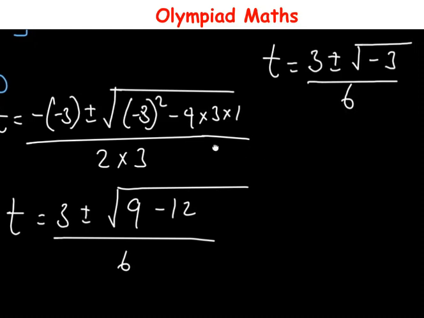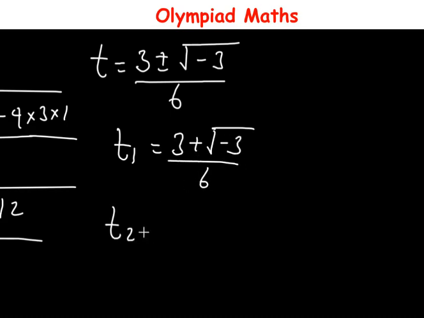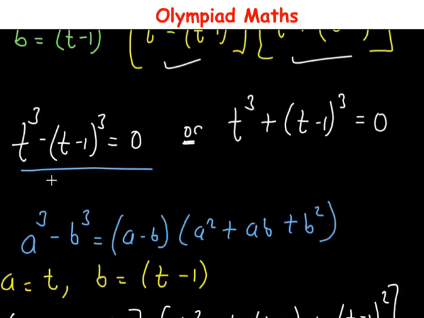Such that with this, we have gotten the value of t1, which equals 3 plus root minus 3 over 6, and the value of t2 is equal to 3 minus root minus 3 all over 6. So we've gotten the value of t from the first equation. Now from this other equation, we've solved for the value of t from this first equation, so it remains this other equation.